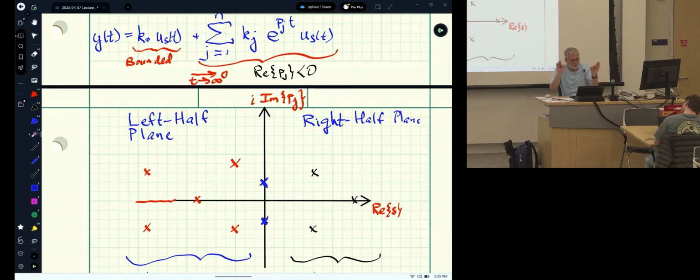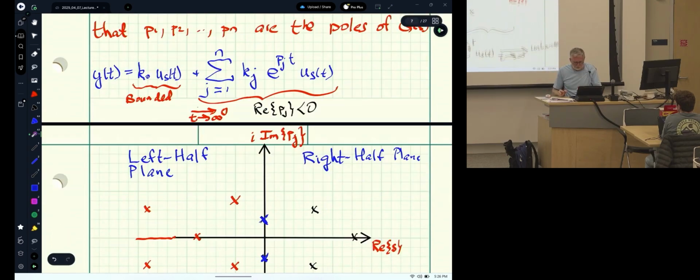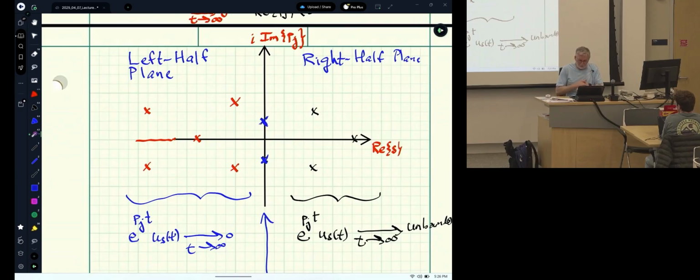Okay, so you can just look at the sign of the real part of the poles, and you know whether bounded inputs are yielding things that might oscillate for a little while and then die out, or it's growing oscillations and you're in trouble.